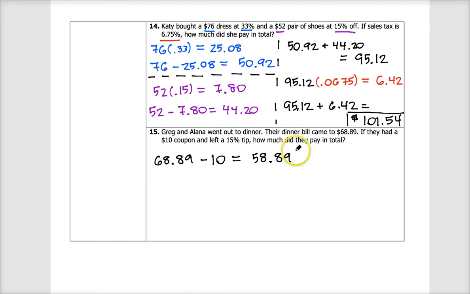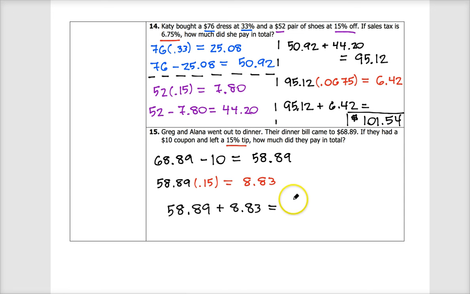So now, based on this total here, we need to find what 15% of that would be, because they left a 15% tip. So this is going to be 58.89 times 0.15, and that's equal to $8.83. So that means that Greg and Alana paid $58.89 plus an $8.83 tip, and that is equal to $67.72.